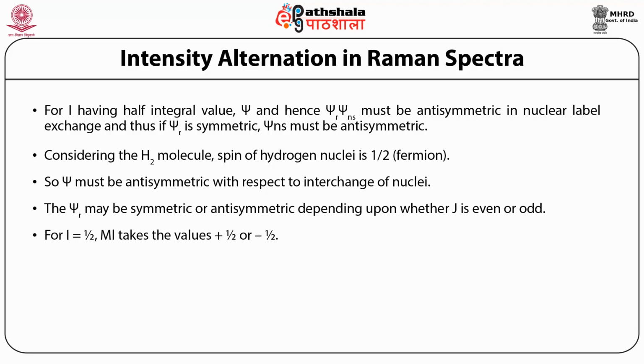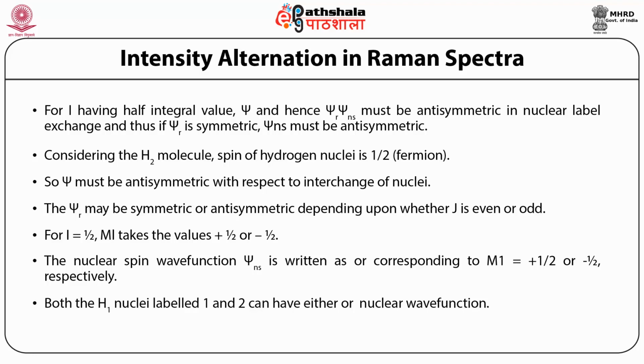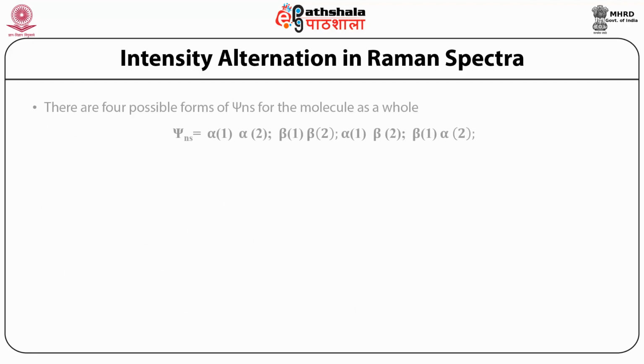And for I equal to half, ml takes the values plus half or minus half. The nuclear spin wave function psi ns is written as alpha or beta corresponding to ml equal to plus half or minus half respectively. Both the hydrogen nuclei labeled 1 and 2 can have either alpha or beta nuclear wave function. There are 4 possible forms of psi ns for the molecule as a whole. Psi ns is equal to alpha 1 alpha 2, beta 1 beta 2, alpha 1 beta 2, beta 1 alpha 2.